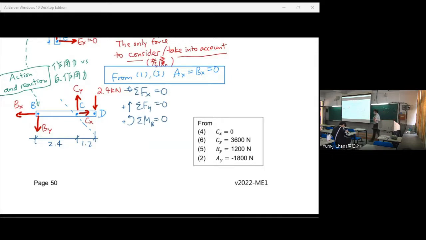Now, if we have these three equations, we can write the following: Cx minus Bx equal to 0. And let's write this is equation 4. And then Cy minus By minus 2.4 kilonewton is equal to 0. This is equation 5. And for summation MB equal to 0, we have minus 2.7 meter Ax equal to 0. This is equation 6.